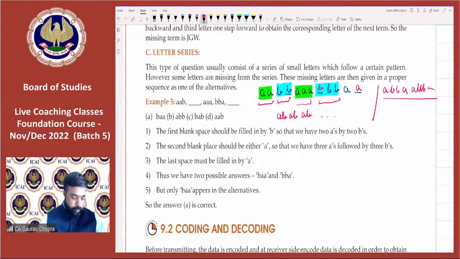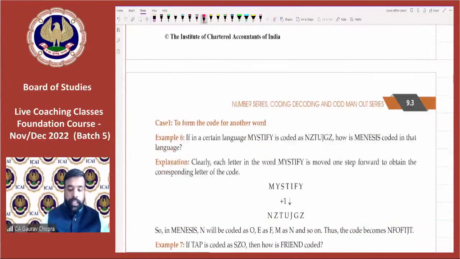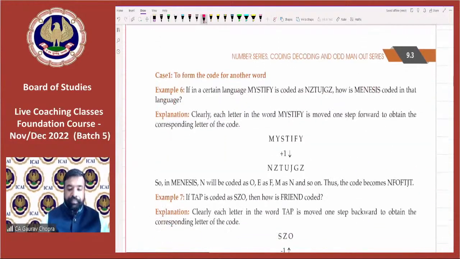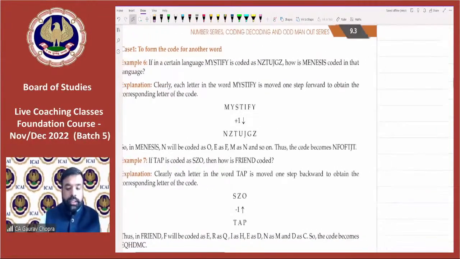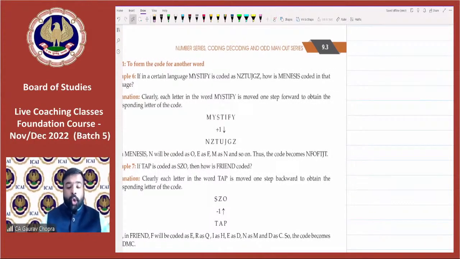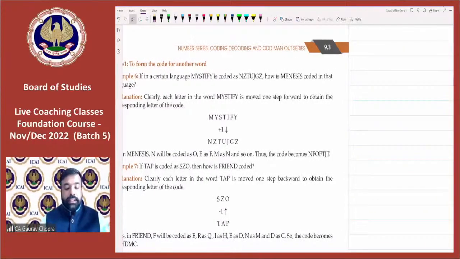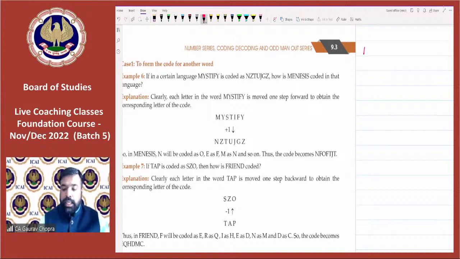All right. Then some questions based on coding and decoding. Now this time, in a certain language, Mystify is coded as this, then Menaces is coded in the language. So let's write first, Mystify is the given word.